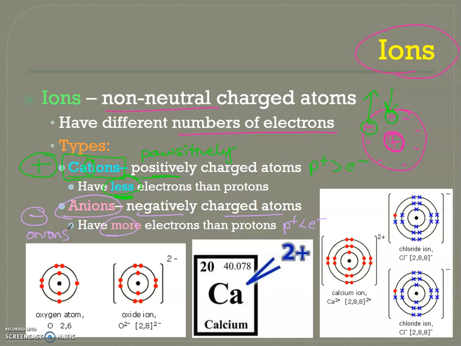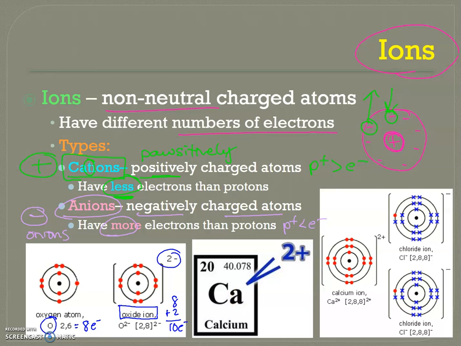All right. Oxygen is going to be number 8 on the periodic table, so you'll see it has 2 plus 6, meaning 8 electrons. But the oxide ion is O2 minus, so that means it has 2 more electrons than these right here. So 8 plus 2 gives me 10 total electrons.